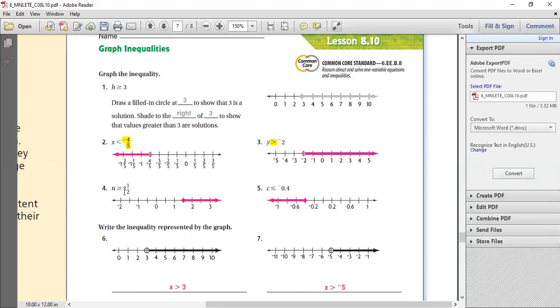Okay, now here, n is greater than or equal to 1.5. So where is 1.5? All of you know by now, 1.5 is between 1 and 2. So you draw a circle between 1 and 2. Now, do you color it? Yes, you do, because here they have given you greater than or equal to, which means 1.5 can also be a solution. So because it can be a solution, you color that part, and then you go to the right as the symbol is showing you.